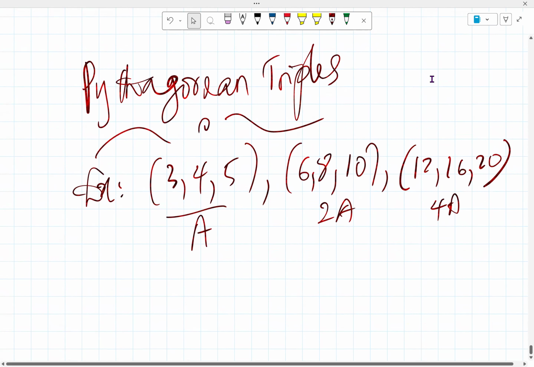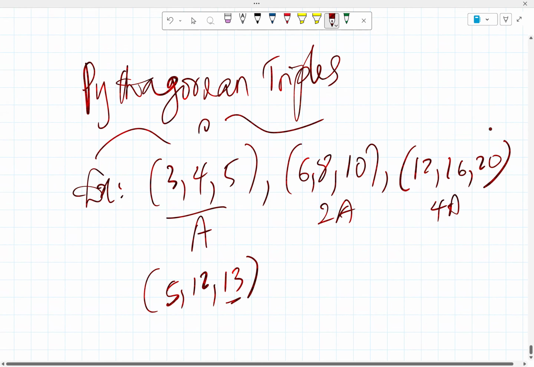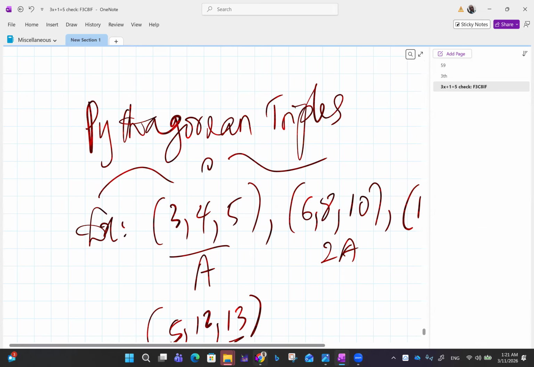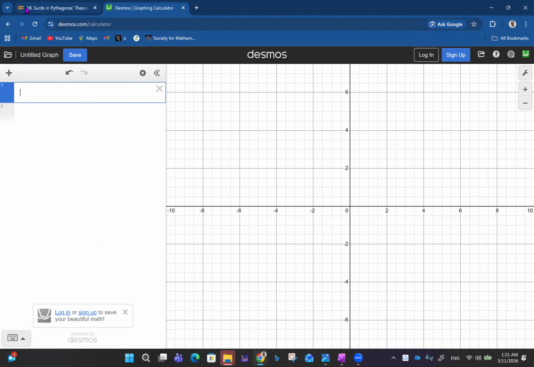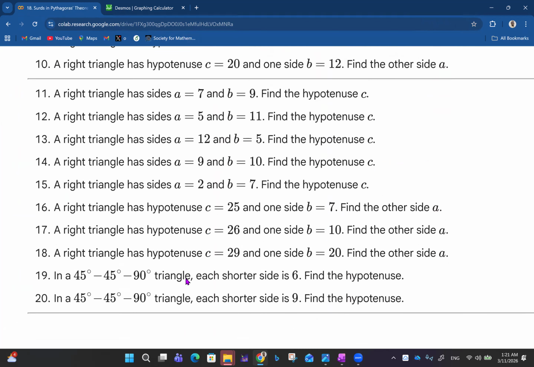Another one that does not belong to that class is 5, 12, 13, because 25 plus 144 is 169, and its square root gives you 13. But of course, we can take multiples of this and we also get other Pythagorean triples. So I've answered one question there, question 10. Let me go for 20 and keep it moving.